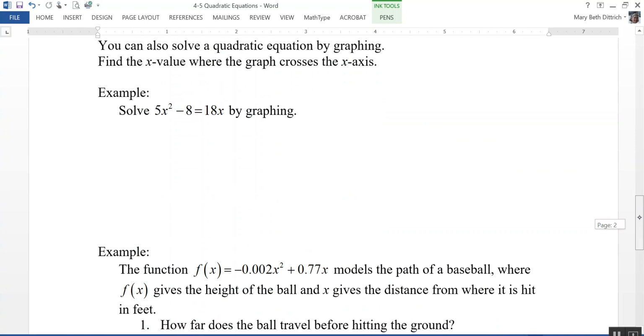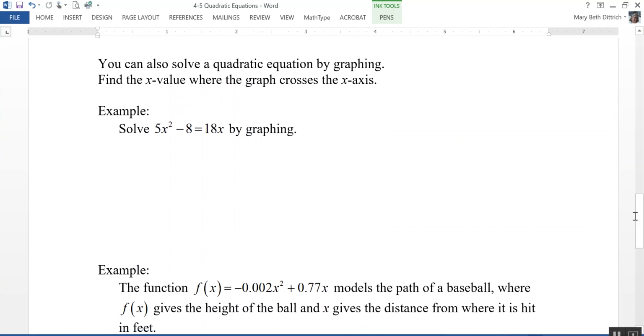graphing. As we just saw, we're going to look for the x value where the graph crosses the x-axis. So I need to write this so that it's equal to 0, so that's going to be 5x squared minus 18x minus 8 equals 0. And I'm going to go ahead and put that in my calculator.